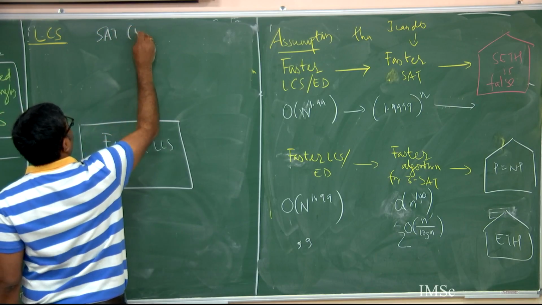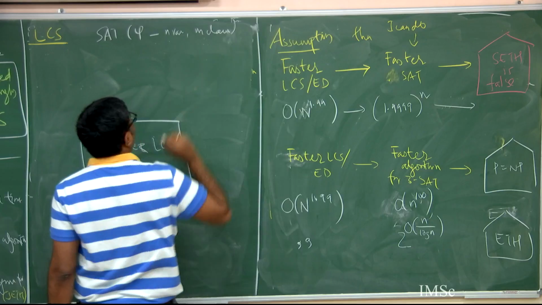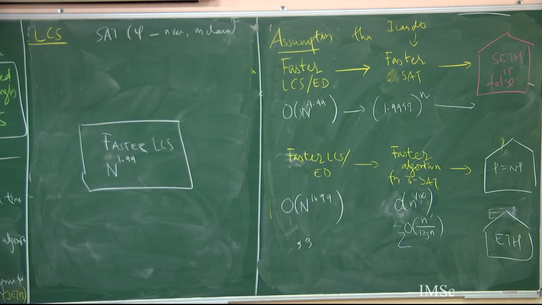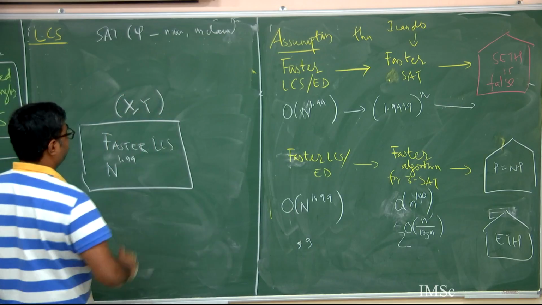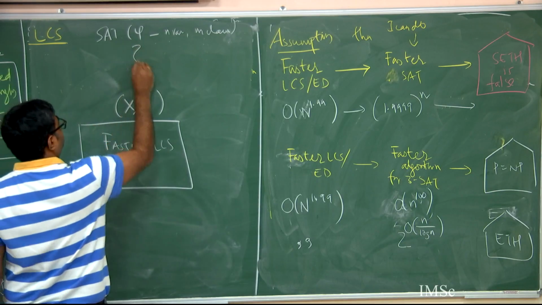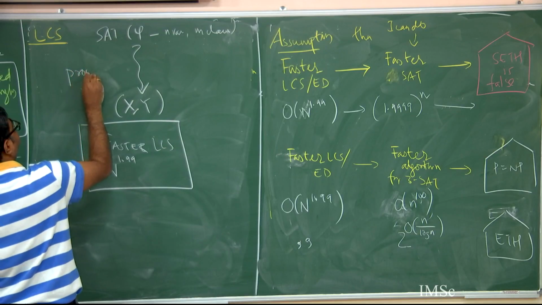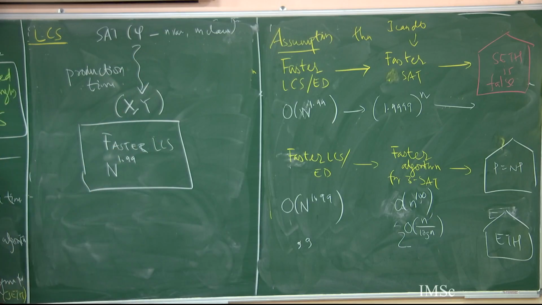An instance of SAT is some formula phi with n variables and m clauses. What do I need to produce? I need to produce x comma y for LCS. There is something called production time, and I am allowed to spend it before I give it to the black box. Now you ask several questions. How much am I allowed to do? How much am I allowed to use?